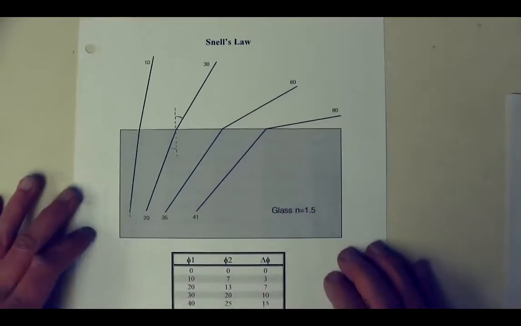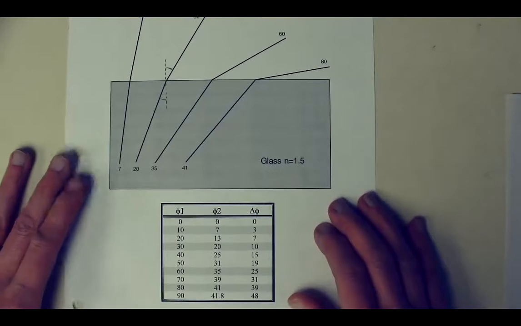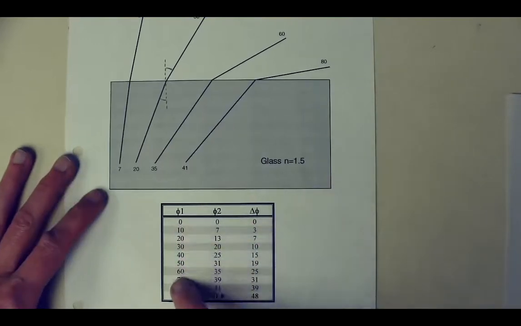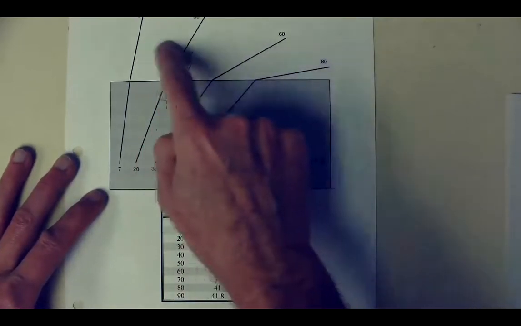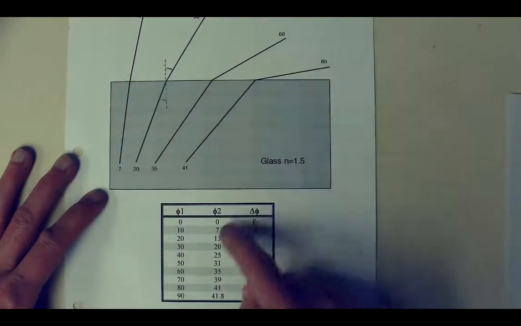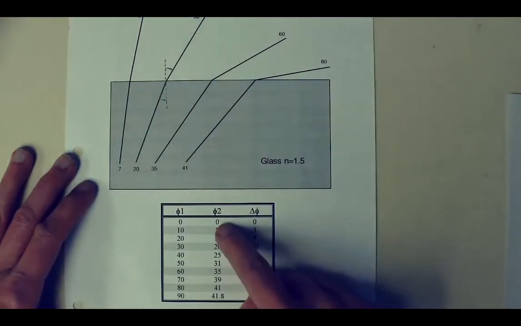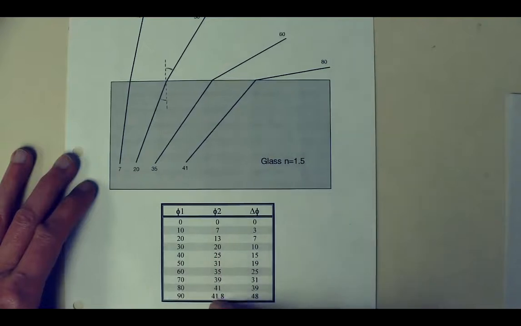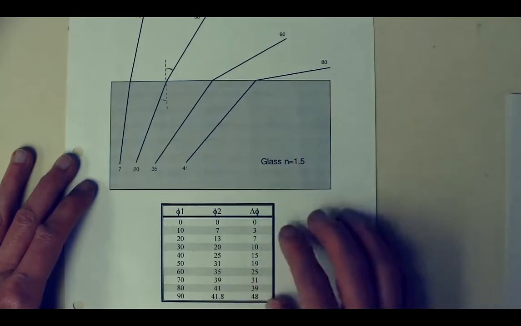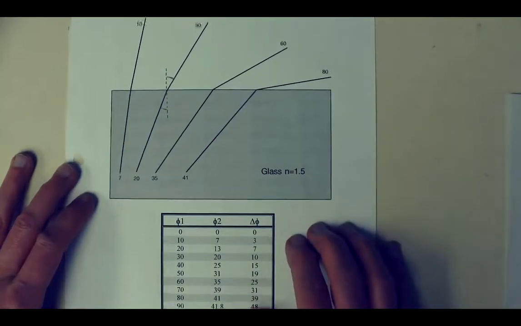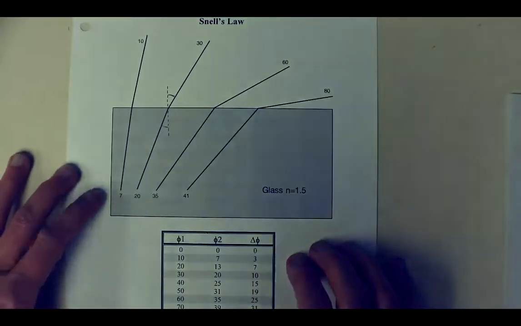So here's a chart of those angles. And you can see I've got the full range of incidence angles for phi 1, which is the angle out in the air, and phi 2 is the angle inside the glass, and it ranges all the way up, but there's kind of a limit here of about 40, almost 42 degrees. And of course, you could work this backwards. Any of these, Snell's law works both directions.